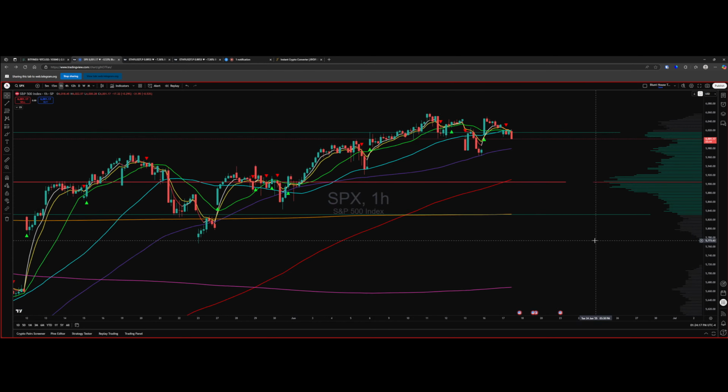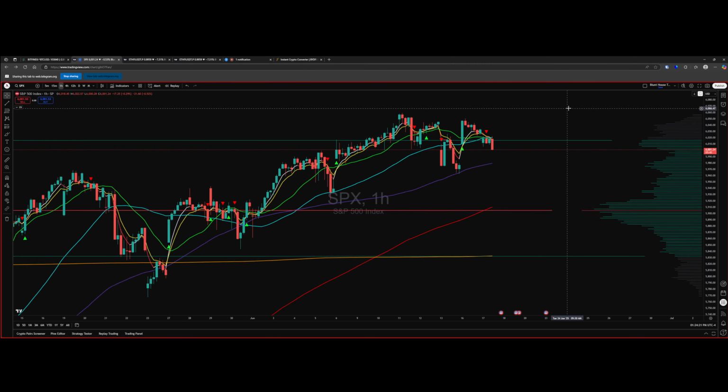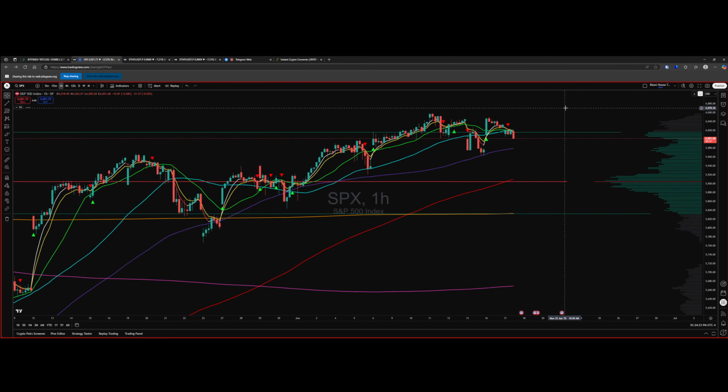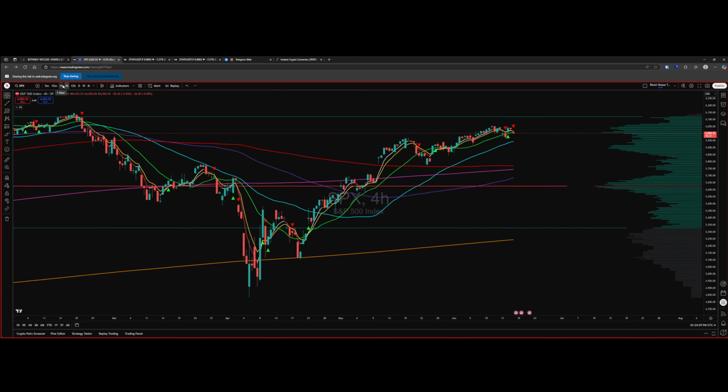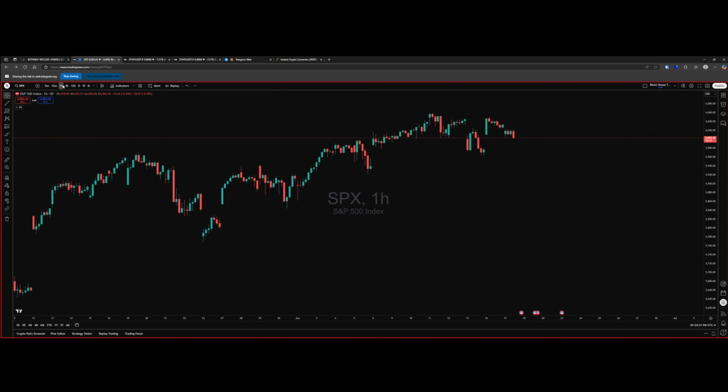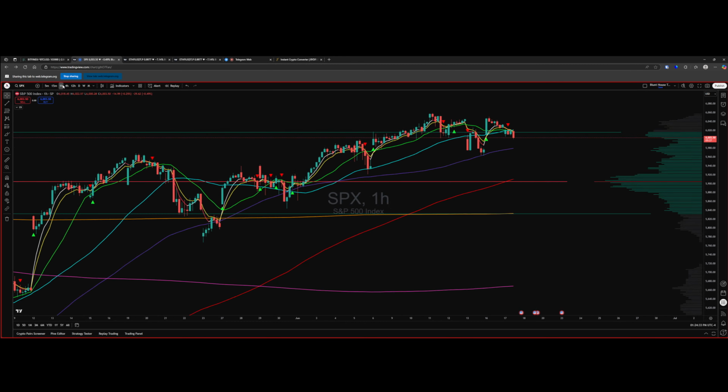So here's a fail of the 20 and the 50 on the 1 hour S&P 500. We were looking at the 4 hour just a minute ago, right here. So this 4 hour sell signal is actually following a 1 hour sell signal, giving me kind of further confirmation that maybe we're going to lose a little bit of steam here.